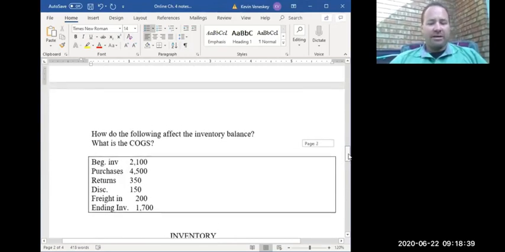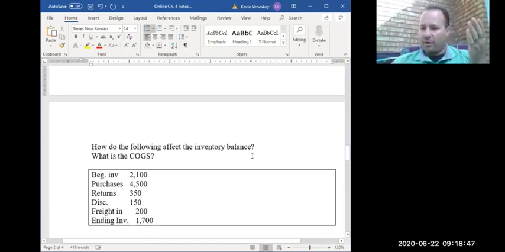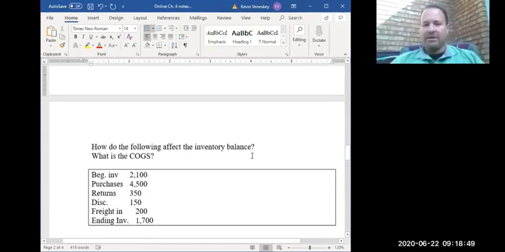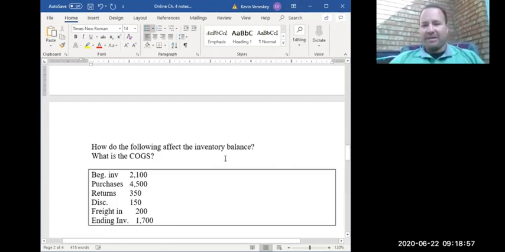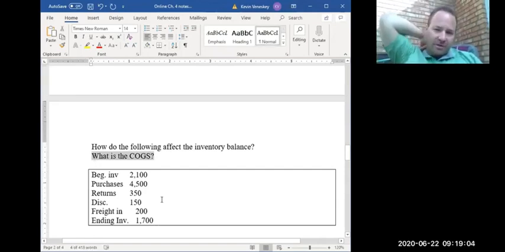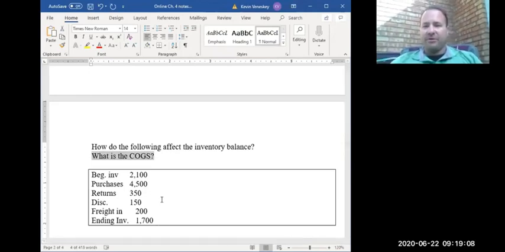So I gave us a little example here. I ask you, how do the following affect the inventory balance? So is the inventory going to go up or down? Look at it. You might want to get out a little T account. I made a T account down below when we go through this one to help explain it. So not only how do each of these items affect inventory, but then finally, what is my cost of goods sold? And use the little equation just up above and see if you can solve that.